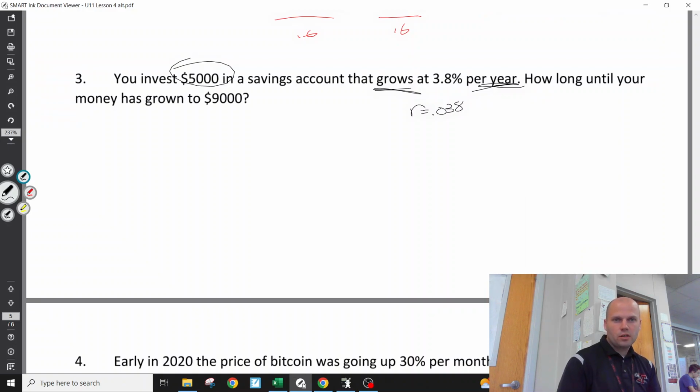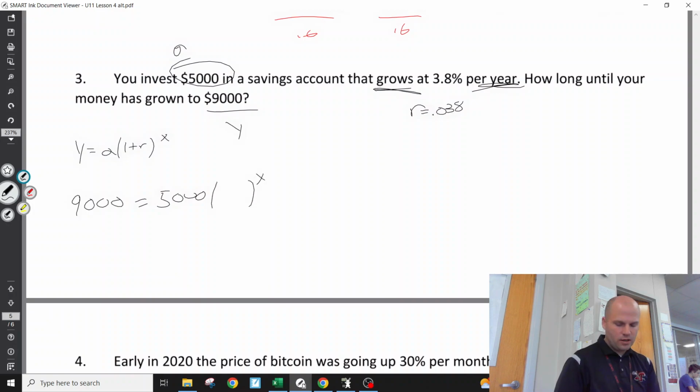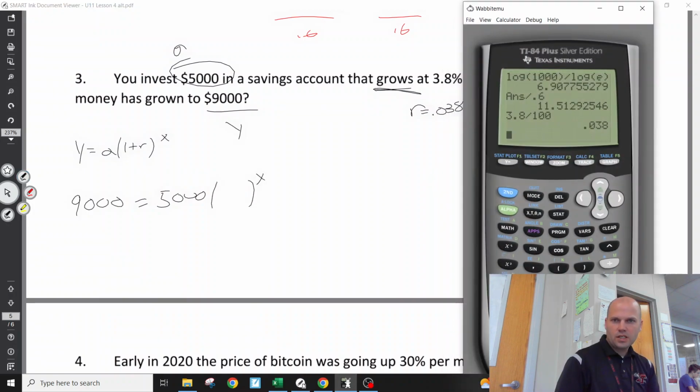I start, there's my future. Starting with y equals a times 1 plus r to the x, I'll have 9,000 equals 5,000 times, I'm going to go ahead and do 1 plus r. It's easy to do because it'll just be 1 plus 0.038, which is 1.038. Now, get rid of the 5,000.